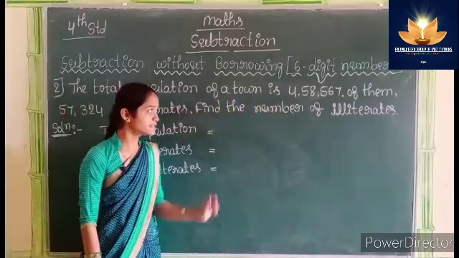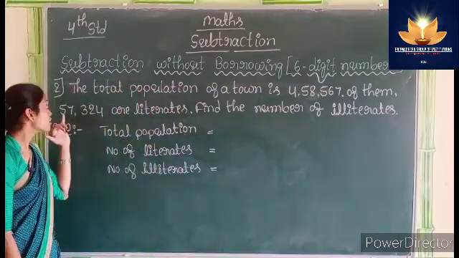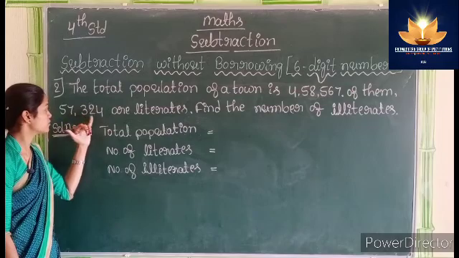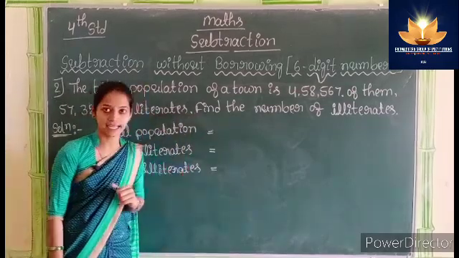The total population of a town is 4,58,567. Of them, 57,324 are literates. Find the number of illiterates.